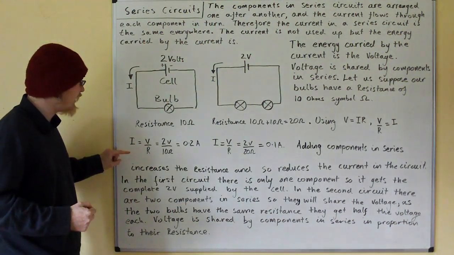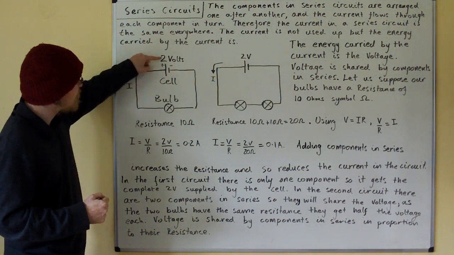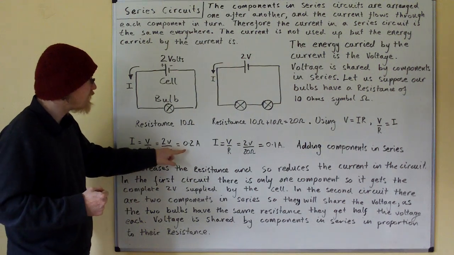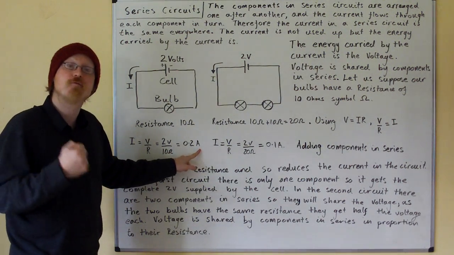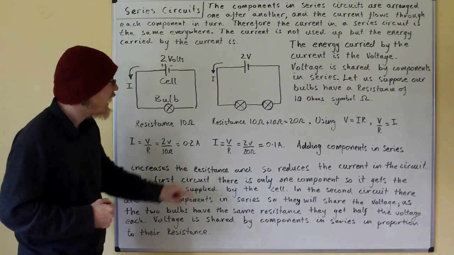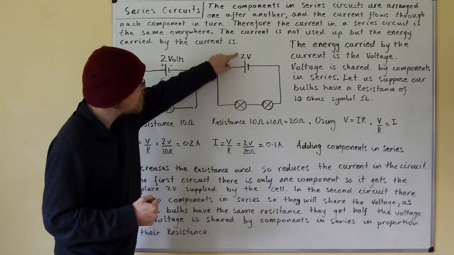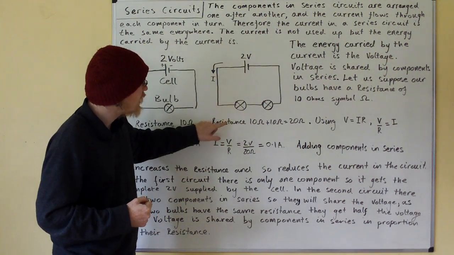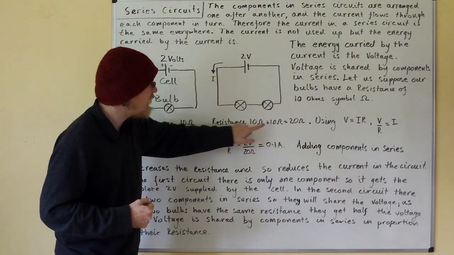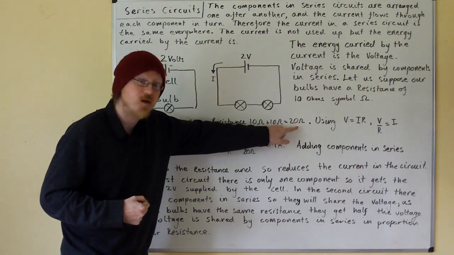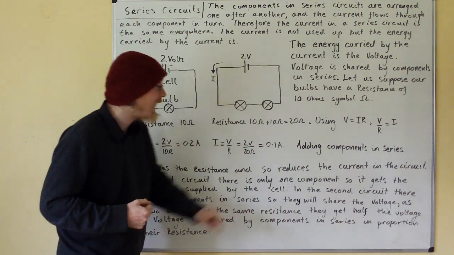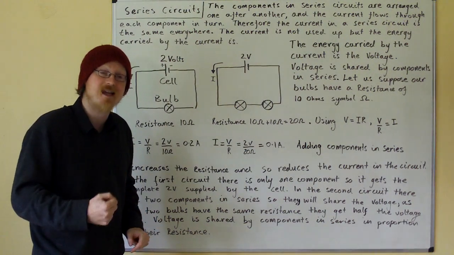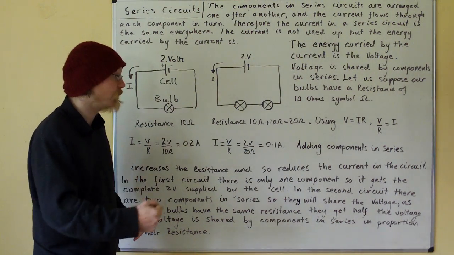Now, in the first circuit, the current is 2 volts divided by 10 ohms, so that's 0.2 amps, which means it will take 5 seconds for a coulomb of charge to go past. Here in the second circuit, we have 2 volts, and there are 2 bulbs, each of 10 ohms, so we're getting 20 ohms altogether. So 2 volts divided by 20 ohms equals 0.1 amps. So it's now going to take 10 seconds for a coulomb of charge to go past.